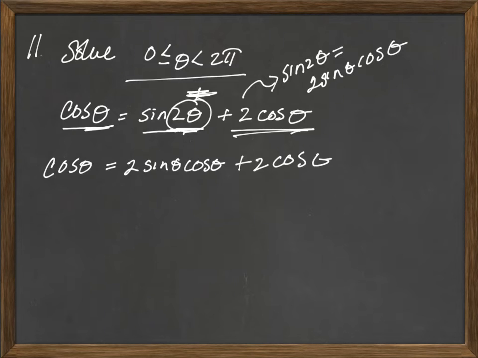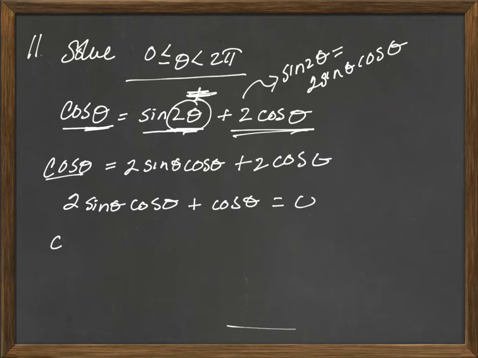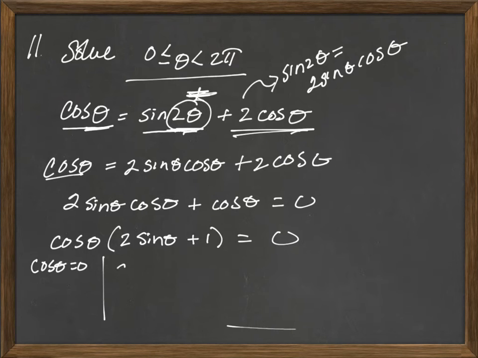So let's get everything on one side and try to factor. We'll start with 2 sine theta cosine theta, and then I'm going to subtract a cosine theta, so it would just have plus a 1 cosine theta equals 0. So factor out a cosine theta, and you get 2 sine theta plus 1 equals 0. And we're good to go. We have cosine theta equals 0, and sine theta equals negative 1/2.